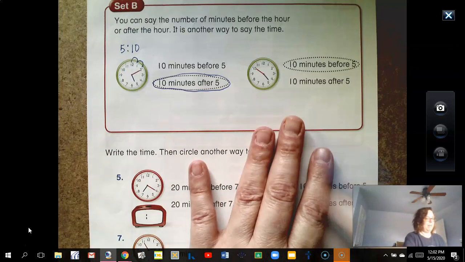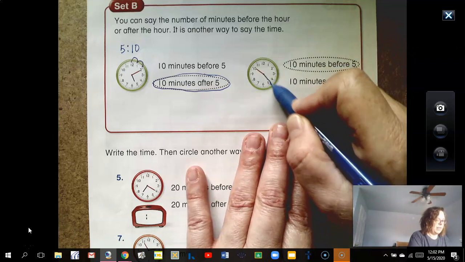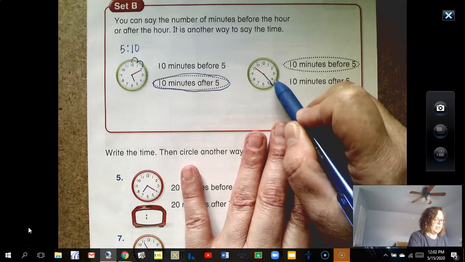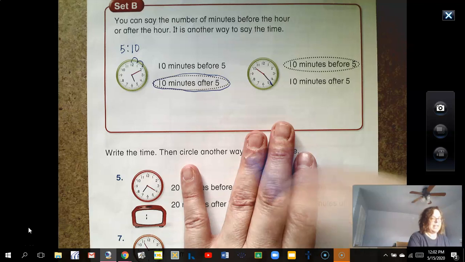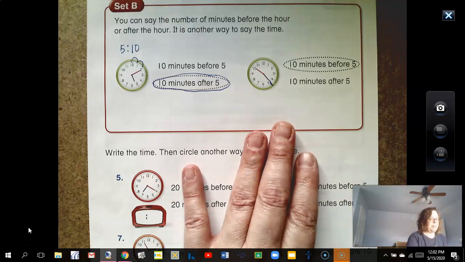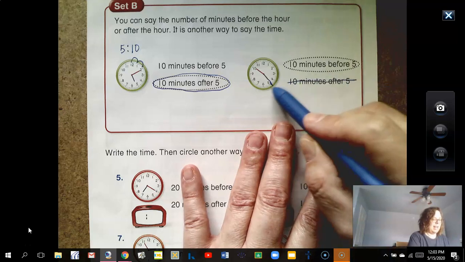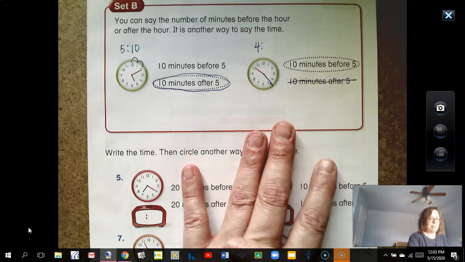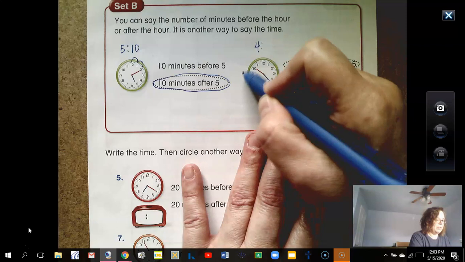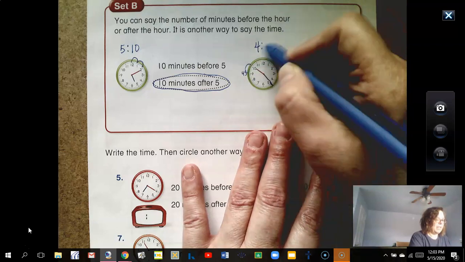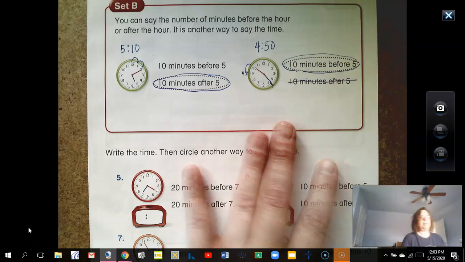Okay, before 5 o'clock. So this one, let's extend this. It's between the 4 and the 5. It hasn't reached 5 yet. Okay, it is not 5 o'clock yet. So this one says 10 minutes after 5. Well, we just said that it's not 5 o'clock yet. It's 4 something. And the minute hand's way over here. Well, if this is 45, then 5 more is 50. So it's 4:50. It's 10 minutes before 5.